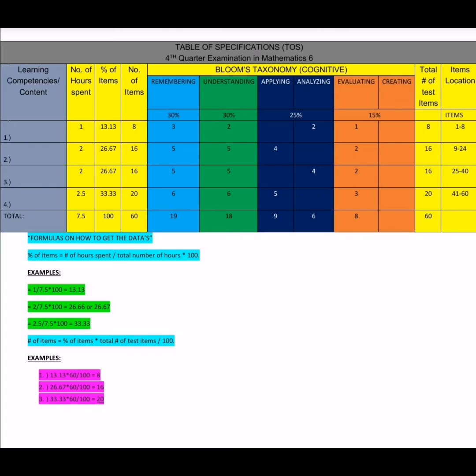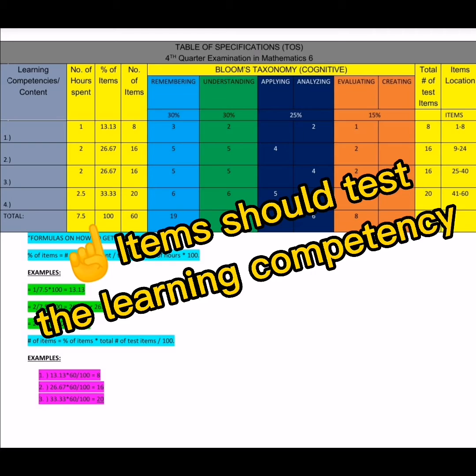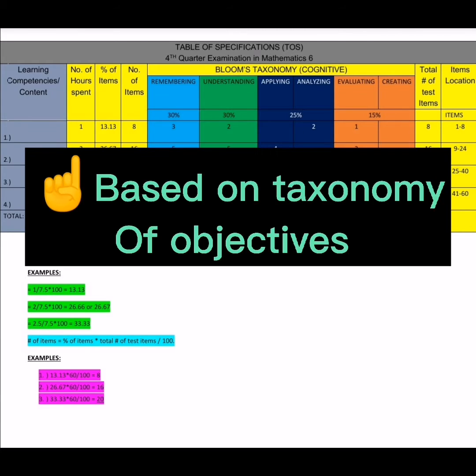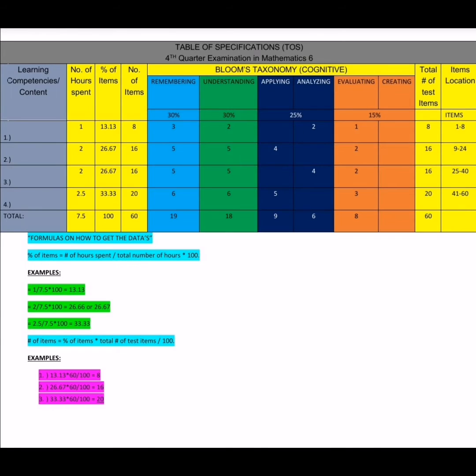So for making a test or assessment, there are two things that we must remember. First, the items should test a learning competency. And second, it must be based on a taxonomy of objectives. So I have four learning competencies or content. For the number of hours spent, I put 1, 2, 2, and 2.5. So our total number of hours spent is 7.5.